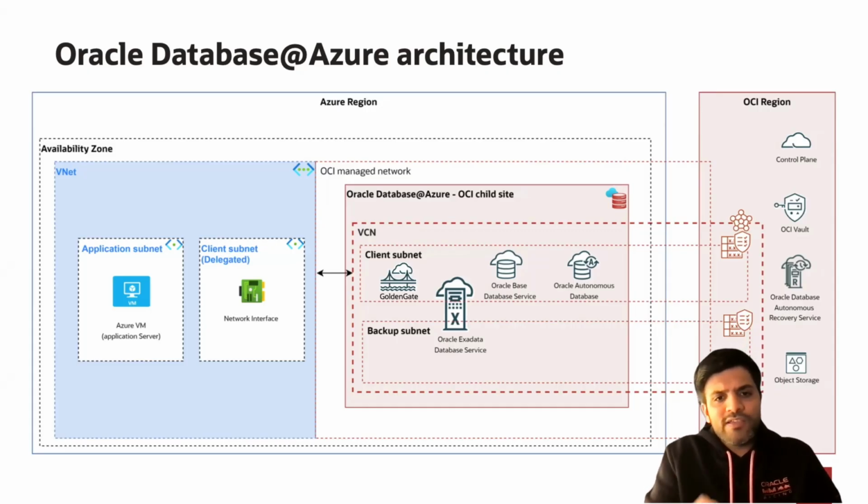Parent OCI region. The parent OCI region is still present behind the scenes, providing control plane, vault for secrets, recovery service, and object storage for backups. So Azure apps can connect to Oracle databases over an OCI managed low latency network, represented here by the two arrows between Azure VNets and the child VCN.